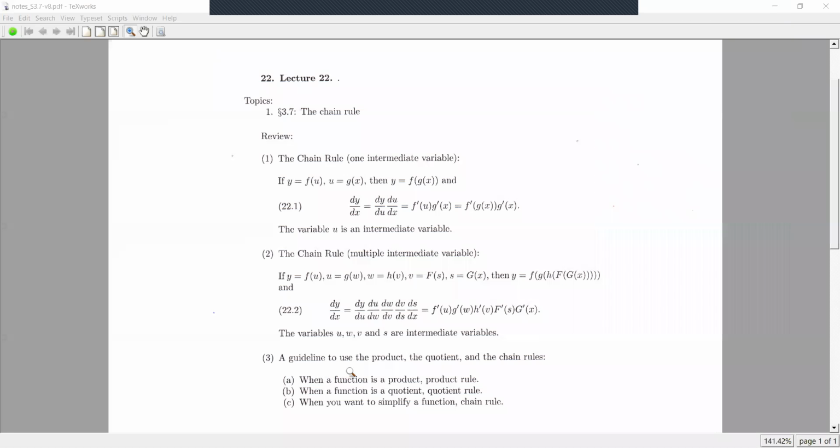We often use the product rule, the quotient rule, and the chain rule. Here is a guideline to use them. A, when a function is a product, use the product rule to compute the derivative of the function. B, when a function is a quotient, use the quotient rule to compute the derivative. C, when you want to simplify a function, use the chain rule.